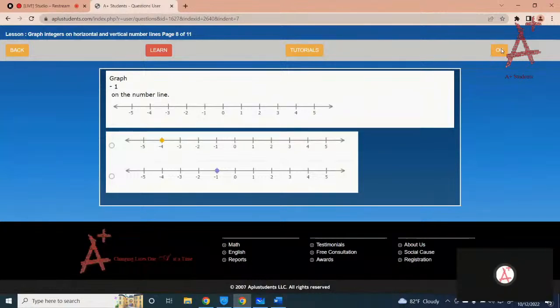Okay, graph negative 1 on the number line. So which is the graph that represents negative 1?